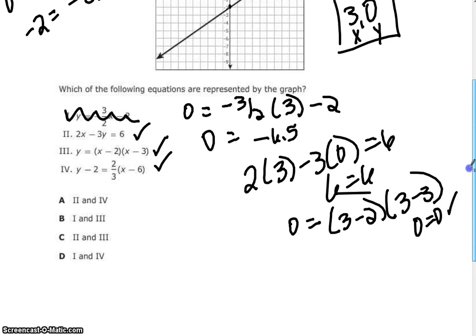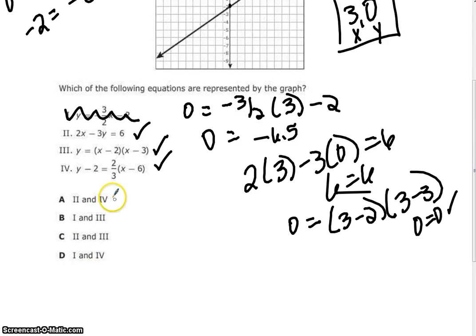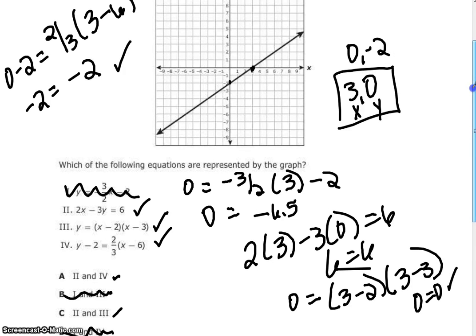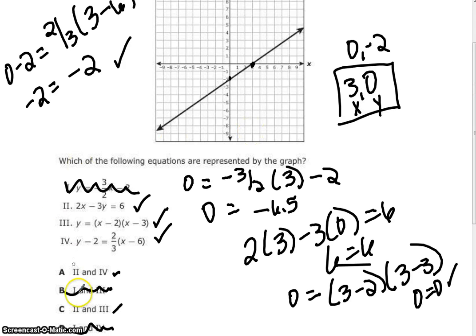So it needs to be 2, 3, and 4. 2 and 4, maybe. 1 and 3, definitely not. 2 and 3, maybe. 1 and 4, definitely not. Okay, I can't have 2 that are the same. So we need to go back and check. We made a mistake somewhere. Okay, or I made a mistake somewhere.